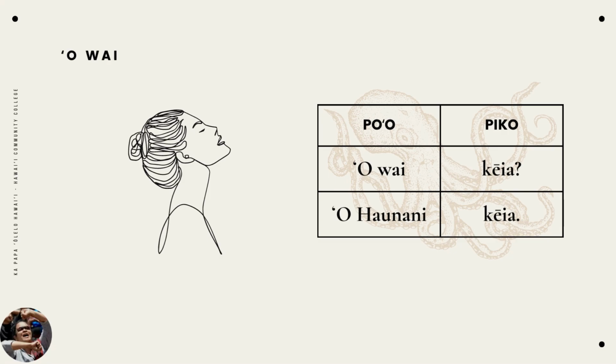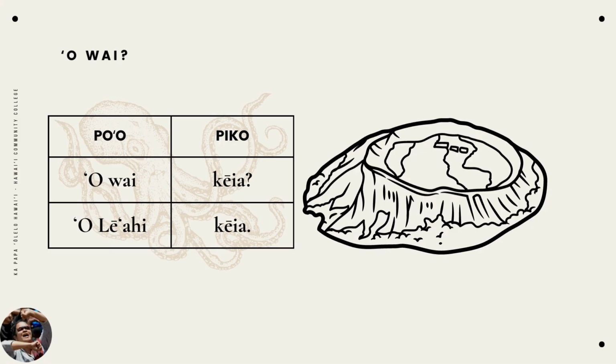ʻOwaiʻi keia, o haunani keia. Who is this? This is haunani. ʻOwaiʻi keia, o leʻahi keia. Who is this? This is leʻahi. The po'o ʻowaiʻi can either be translated as who or what, and the reply should always be a name.